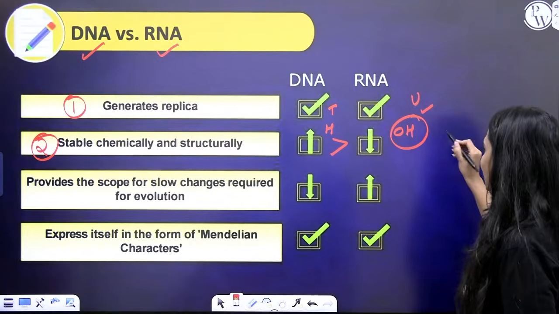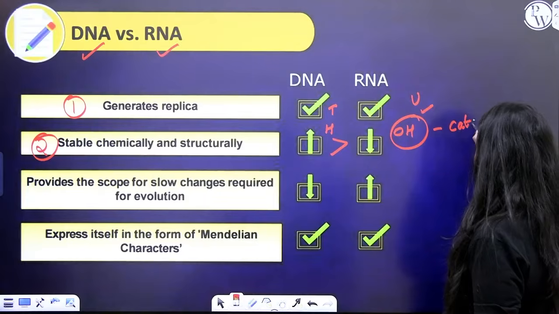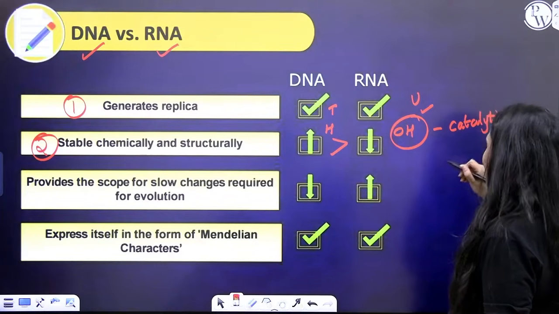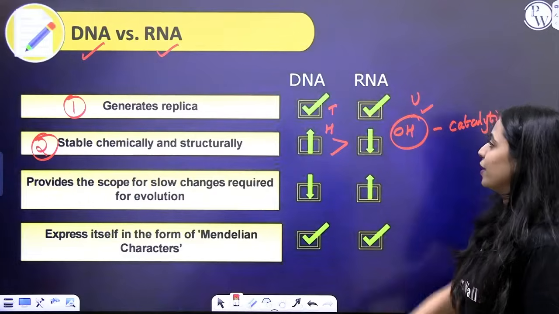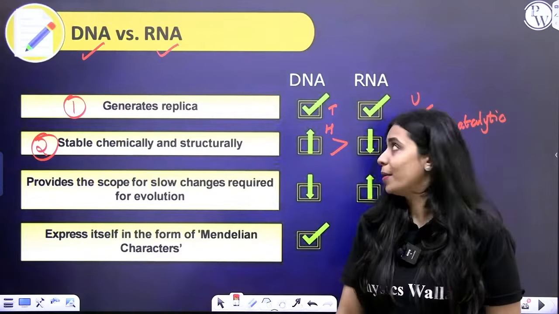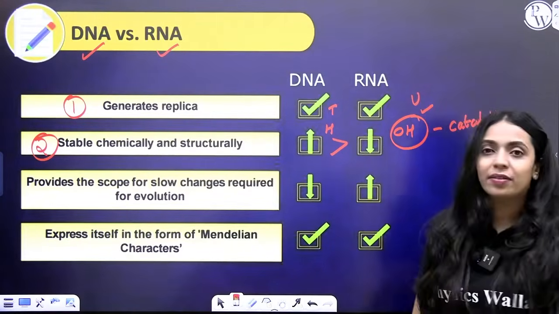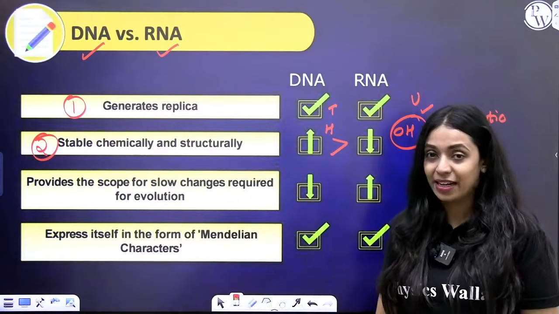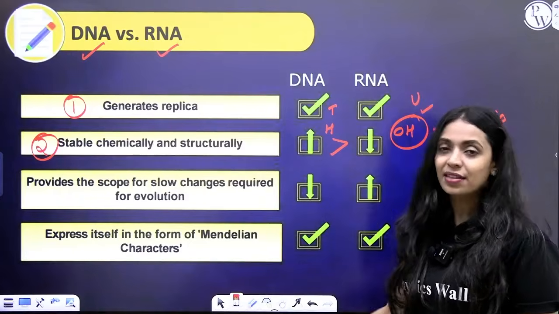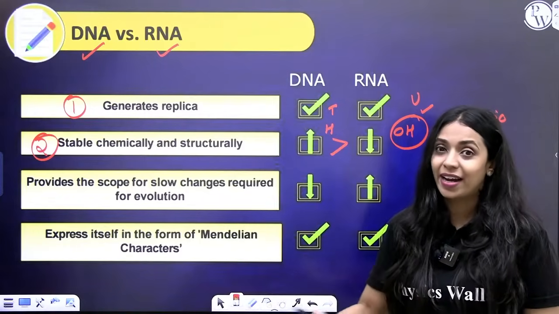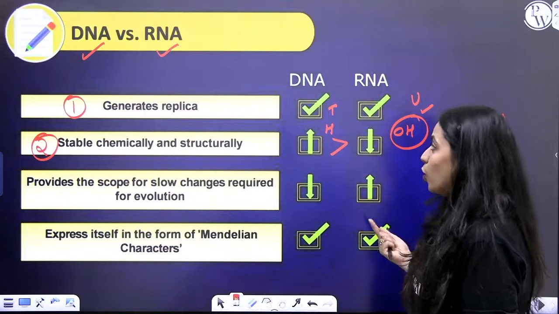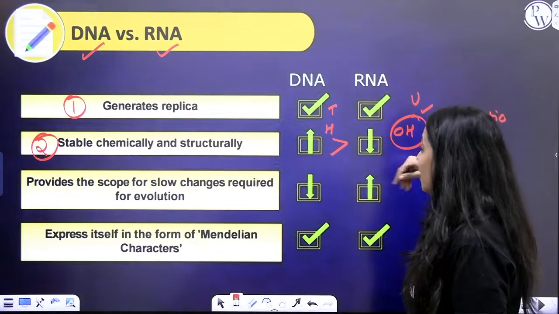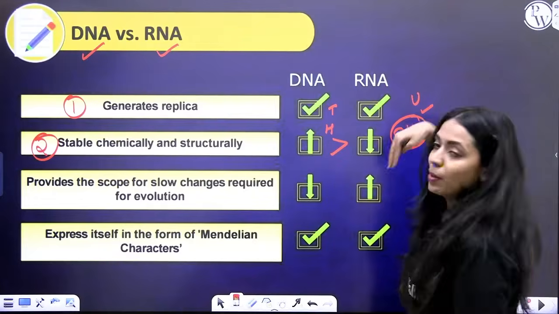Apart from that, RNA also has catalytic activity. Sometimes it acts like a catalyst, which will further reduce the stability of RNA. And RNA is usually single stranded and DNA is double stranded. Whenever it's single stranded, that will make it even more reactive and unstable. Because of all of these reasons, DNA is generally more stable compared to RNA. That is why DNA evolved from RNA.